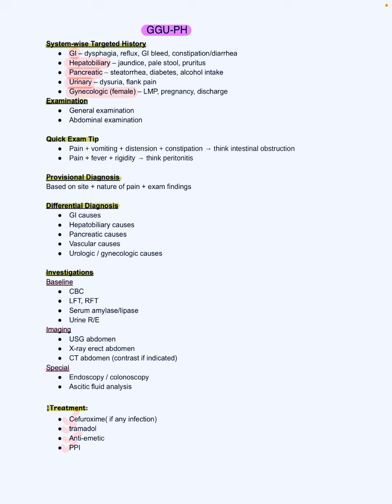Treatment should be supportive while addressing the cause. If infection, cefuroxime may be given, tramadol for pain control, antiemetic, and proton pump inhibitor. Definitive treatment depends on the final diagnosis.